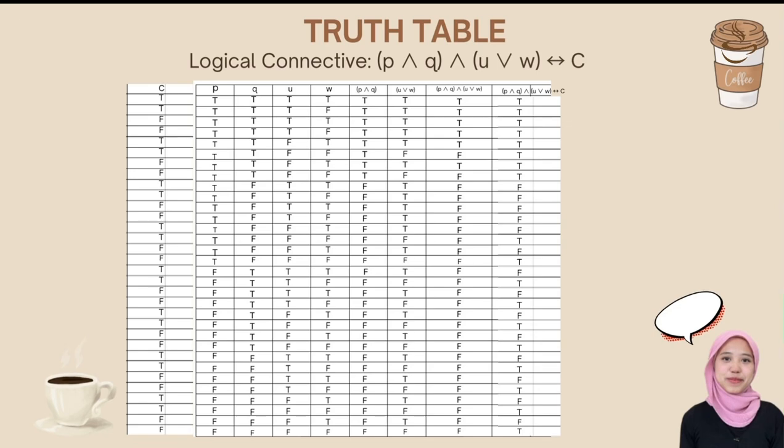So now we go for the truth table. We have 4 variables, which are P, Q, U and W. If P is true and Q is true, the output is true, and other than that, it will become false. If U is false and W is false, the output is false. Other than that, it will become true. If P and Q are true and U or W is true, then the output is true, but other than that it is false.